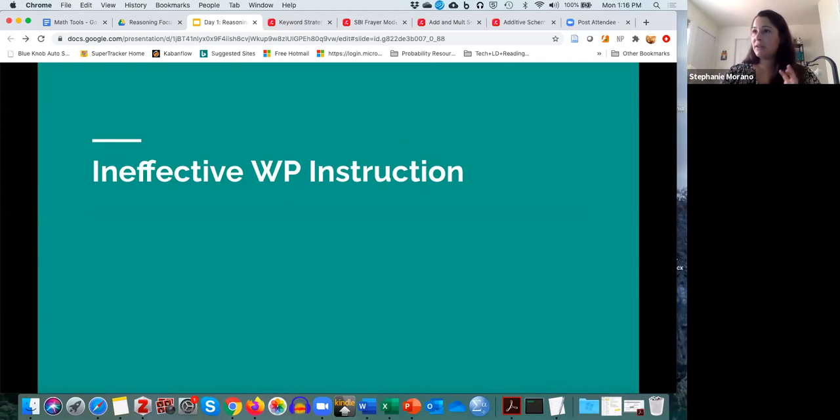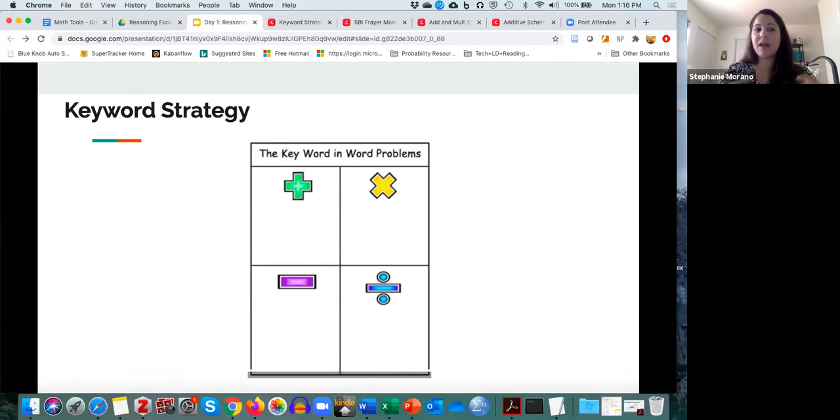All right, so now we're going to transition and talk about what some ineffective instruction for word problem solving looks like. A big culprit is the keyword strategy. I think everybody in elementary has seen a poster like this in a classroom, keywords for solving problems. Before I move on to the next slide, let's think about what are some of the keywords that we typically associate with problems where you would use addition to solve.